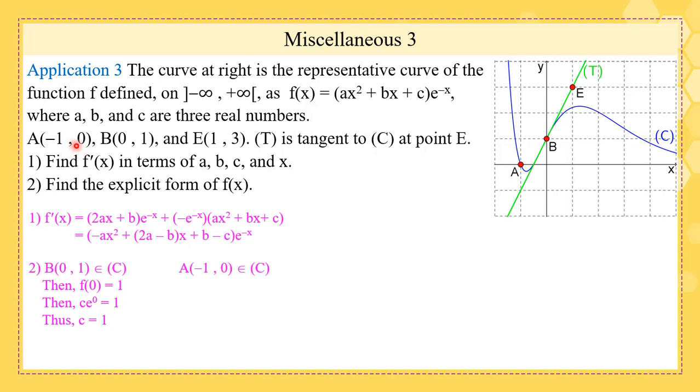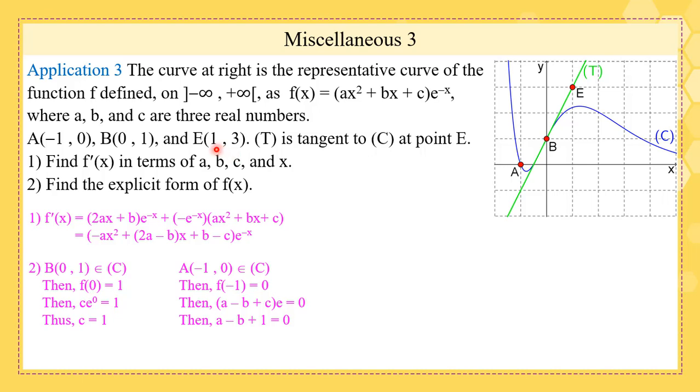Well, A(-1, 0) also belongs to the curve, so f of -1 is 0. We replace each x here by -1, and we state that the answer is equal to 0. This is what we will have. Well, e is never 0, so we can say that a minus b plus 1 is 0 just by replacing c by 1 from the previous part.